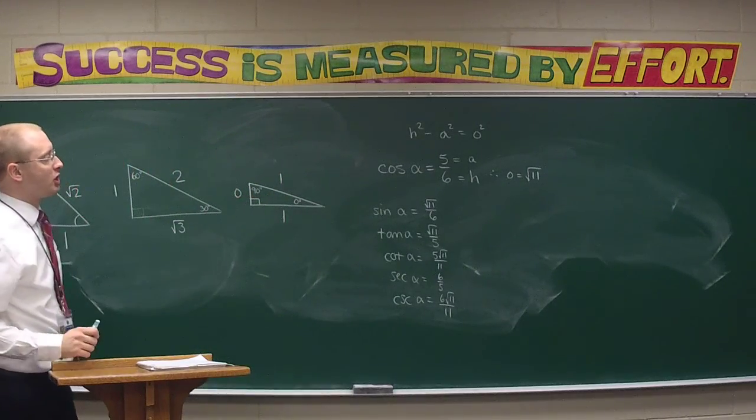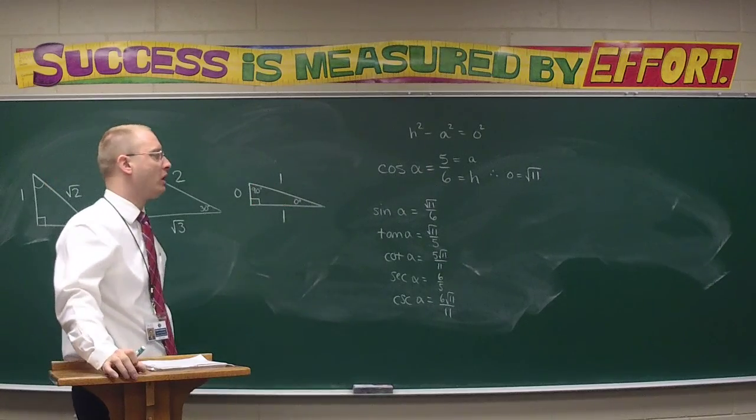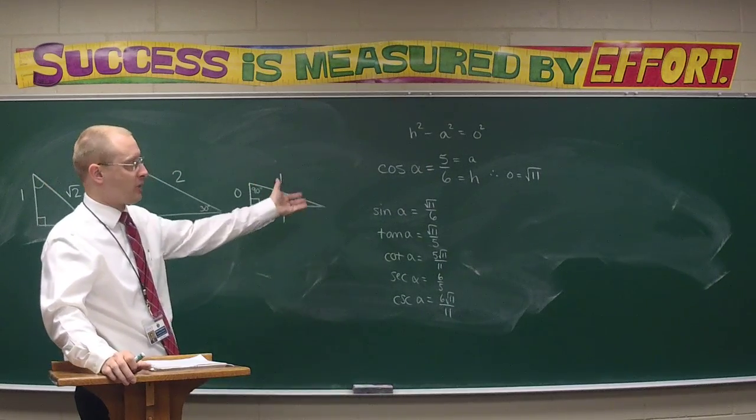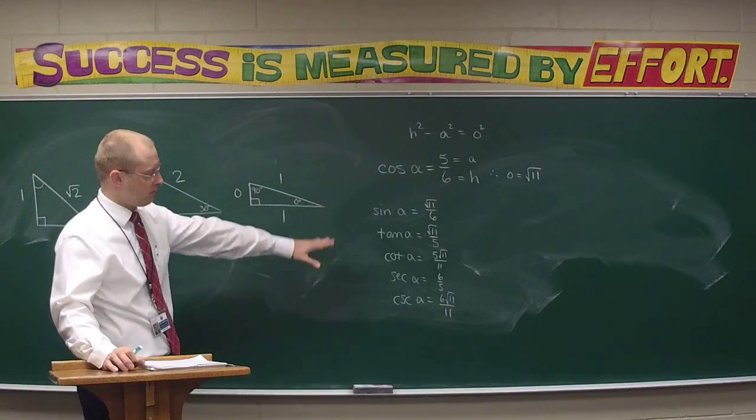Remember, if you know one trig ratio, you know two sides of the triangle, or at least the ratio of those two sides, adjacent to hypotenuse. So, assuming it is those lengths, because we would cancel anything else anyway, we could find the opposite to be the square root of 11. From there, you just plug it into your ratios.